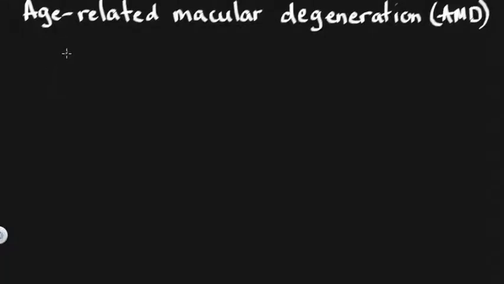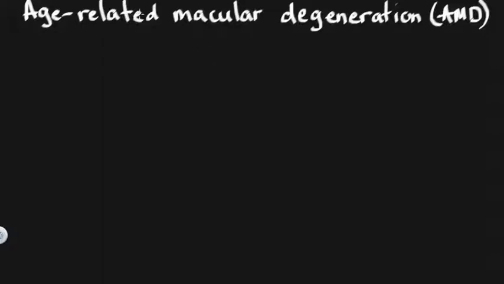And now I'm going to be speaking to you about a specific eye condition called age-related macular degeneration, or AMD. AMD is one of the most common causes of vision loss in the United States and around the world. This is a condition that I see very commonly in my clinic, and I want to take a few minutes here to explain what AMD is.